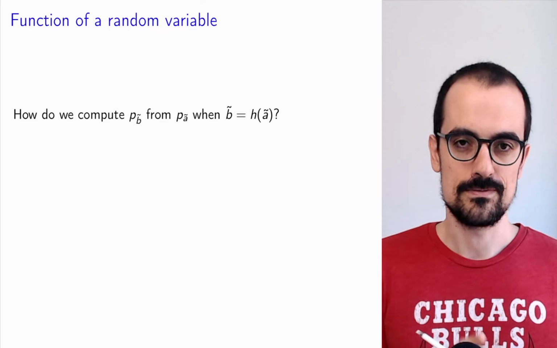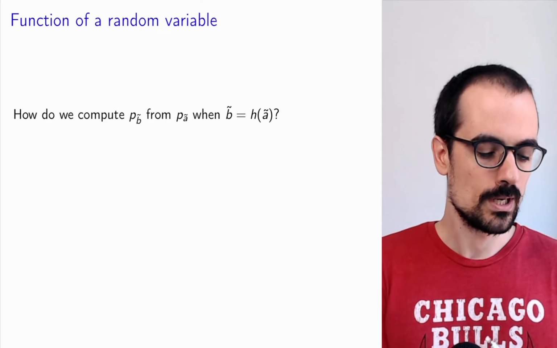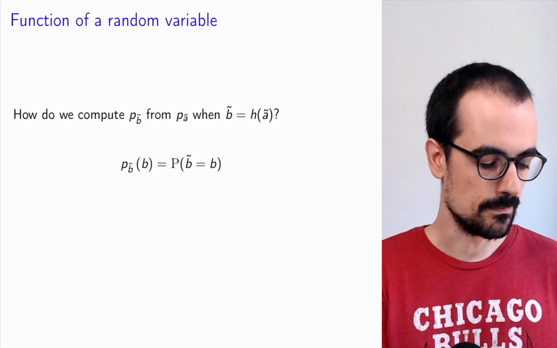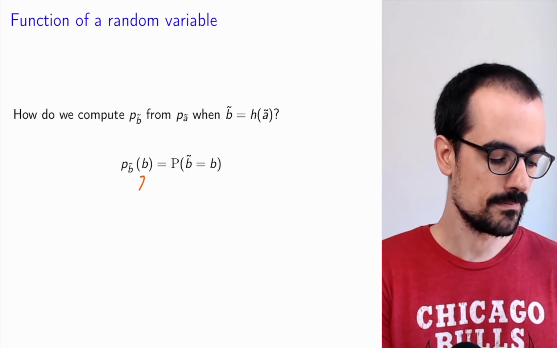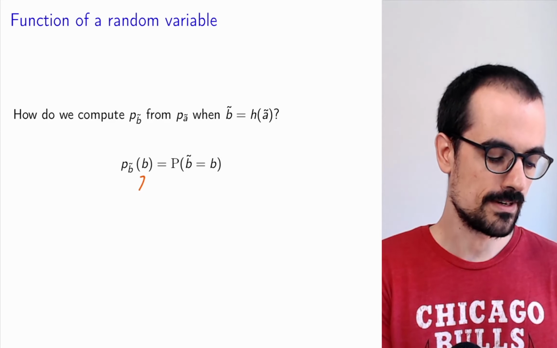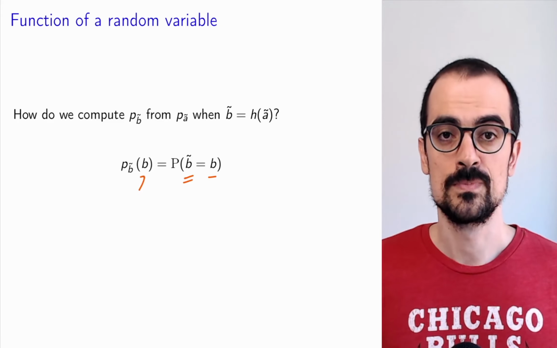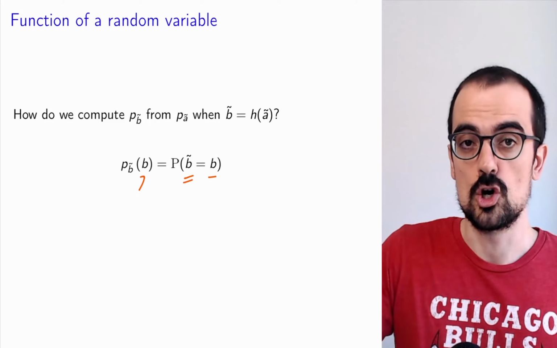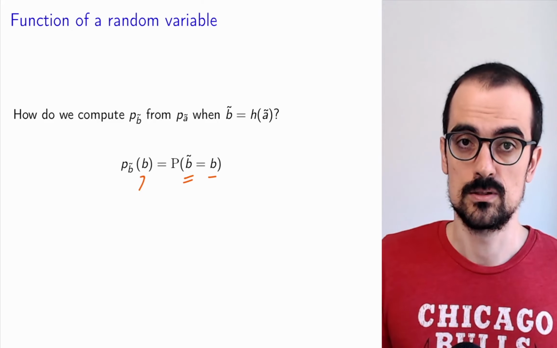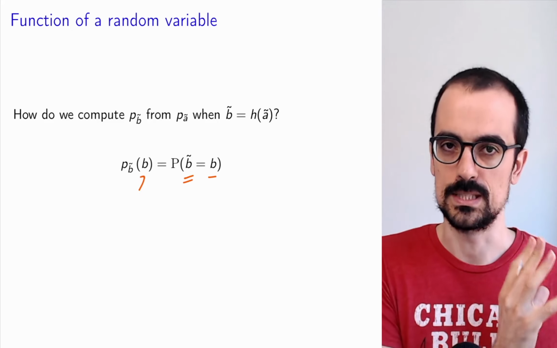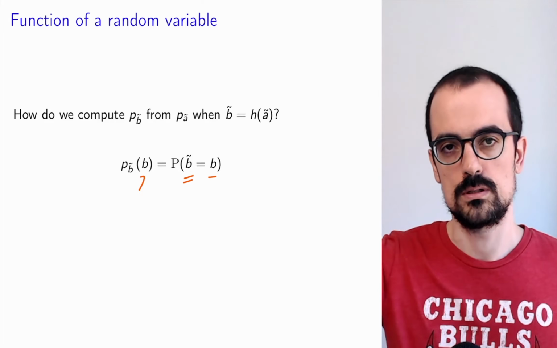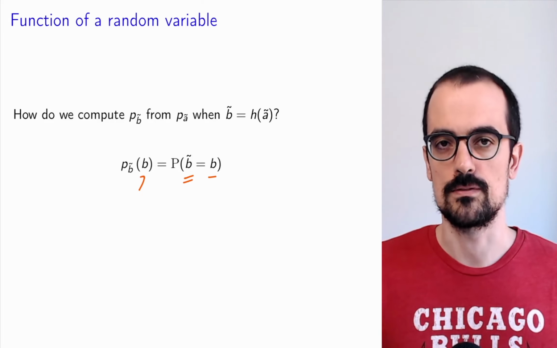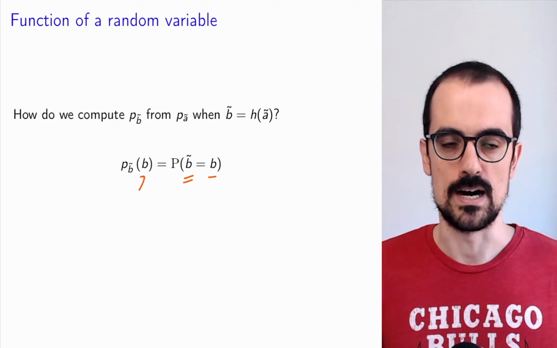Well, it's quite easy when we look at the definition. Remember that the probability mass function at a certain value is just the probability that the random variable is equal to that value. But now we're assuming, by the way, I should have said this, that we know the probability mass function of A. We have this random variable that we have characterized from data or whatever. Now we want to derive the probability mass function of this new random variable.